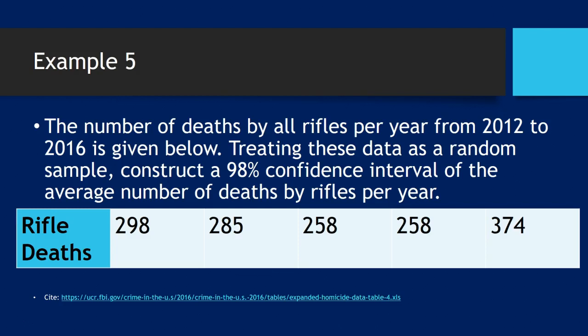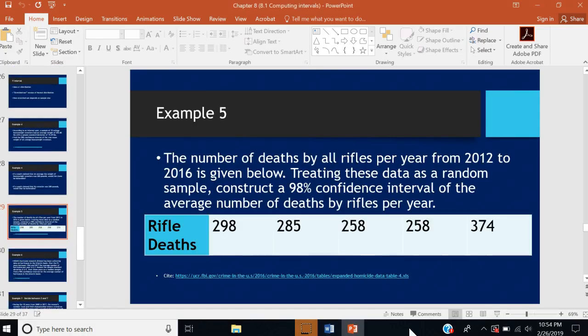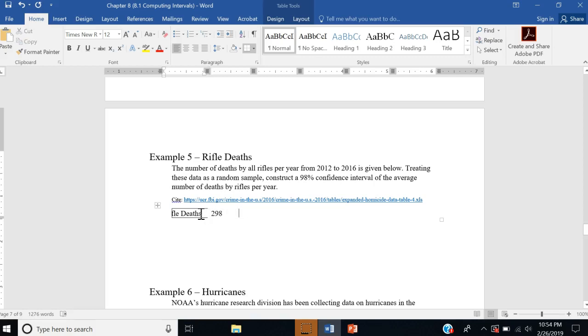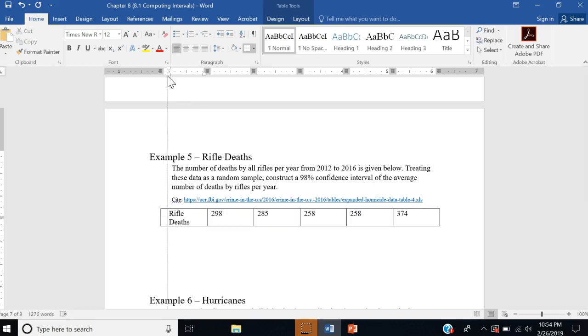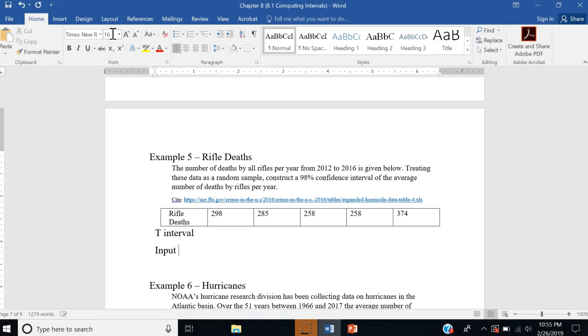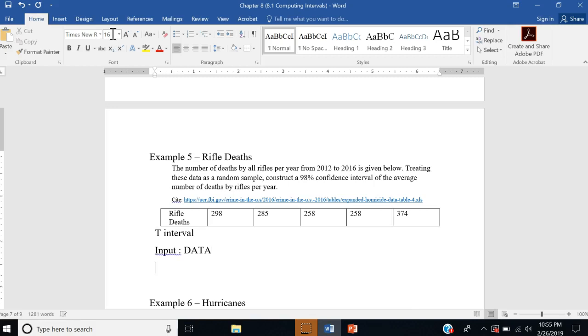And here's where we come up. Sorry about that. T interval is what I'm going to use. My input, in this case, needs to be data. So we need to scroll over, make sure our input is on data. And what you're going to see, like a lot of times when we use data, is a list and a frequency.